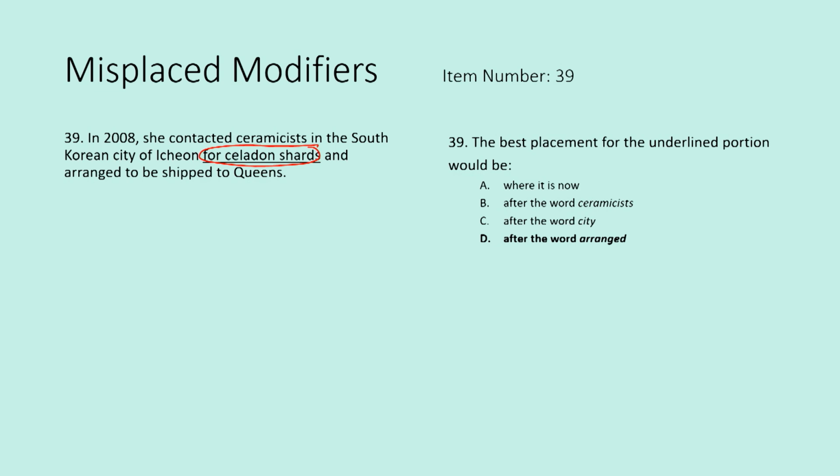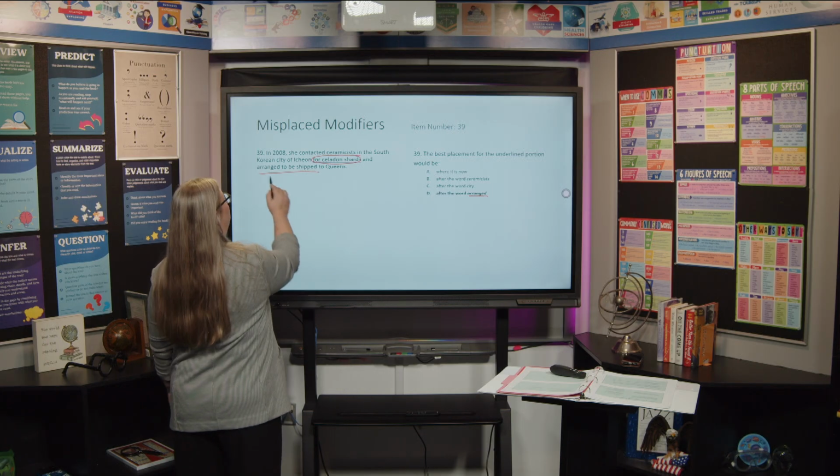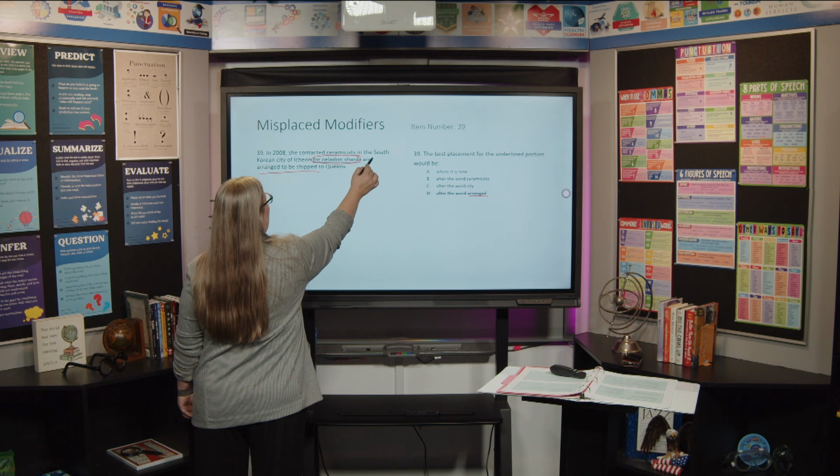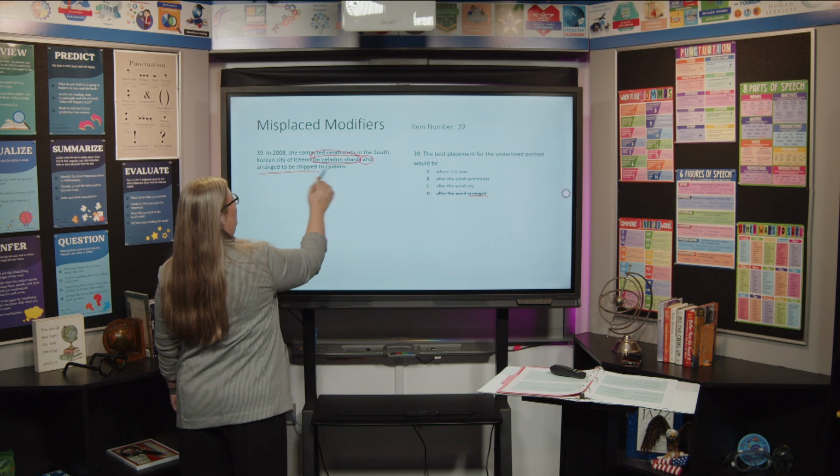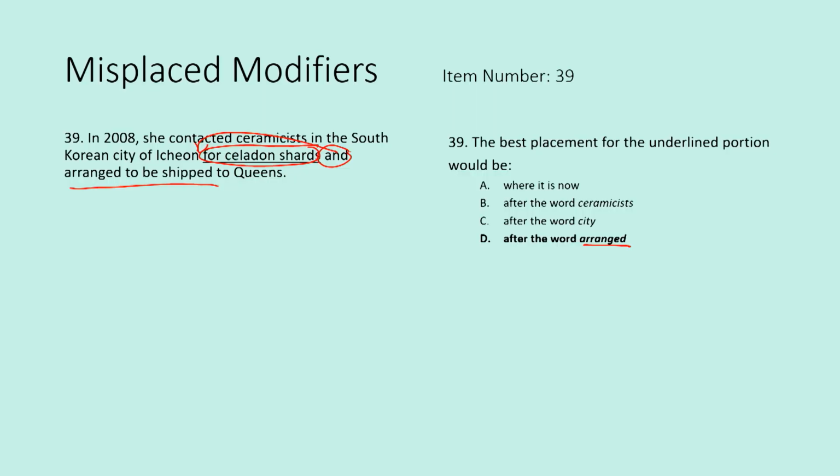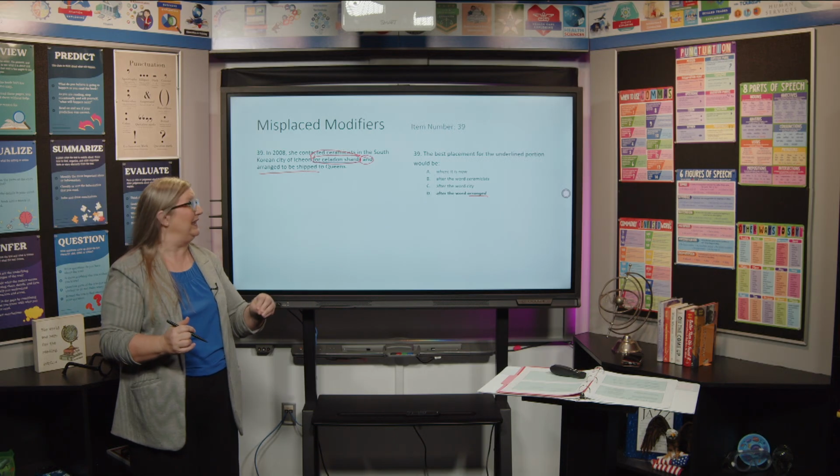Because that was my first question. What did she arrange to be shipped? She arranged these shards to be shipped, right? So if we put them after the word arranged, that will make the most logical sentence, and you can understand what was being arranged to be shipped to Queens. So this would be moved here. Okay, so in 2008, she contacted ceramicists in the South Korean city of Incheon and arranged for celadon shards to be shipped to Queens. Do you see how we moved that underlined portion after the word arranged?